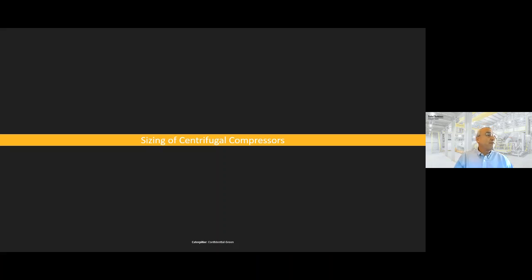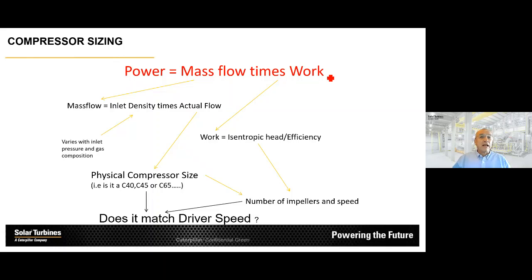Okay, now real brief about the sizing of centrifugal compressors. Essentially, I had already mentioned in one of the earlier slides, power is mass flow times work. Now, mass flow translates into actual flow if I know the inlet density, and I know the inlet density if I know what gas I'm compressing and what the inlet pressure and gas temperature is. The actual flow essentially determines the physical compressor size, meaning whether it's physically a big compressor or a small compressor. So that's all determined by the actual flow.